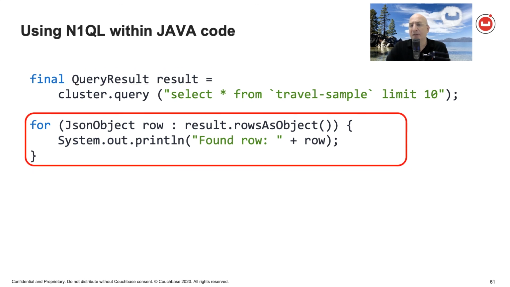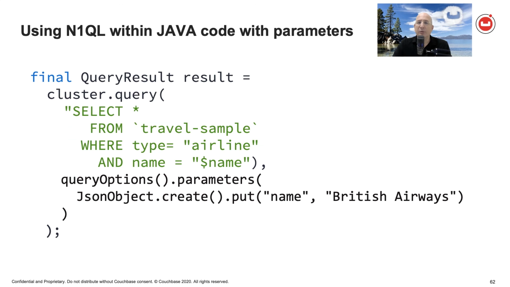To process the result set, you can simply loop through the results of the query. And you can convert every result to a JSON object or to any object in your code. In order to prevent SQL injections and to reuse the same execution plan for recurring N1QL statements, it is best to use parameters for your N1QL statements. Let's see how it is done.